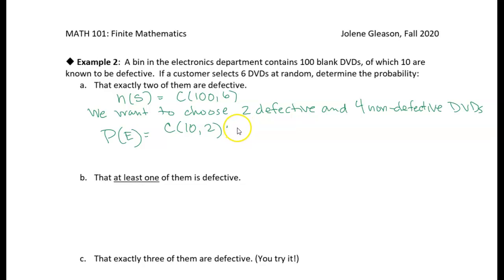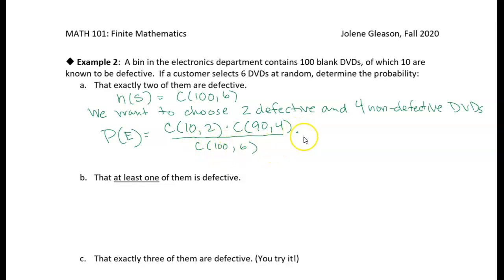Okay, so if we're choosing 2 defectives, we have a pool of 10 to choose them from. So 10 choose 2, and then we have to choose the non-defective DVDs. There's 100 total. If we eliminate the defective ones, then we just have 90 non-defective DVDs, and we're going to choose 4 of them. Okay, and then we're just going to divide all that by the total number of ways to choose the DVDs without any restrictions, right? So we have 100 choose 6.